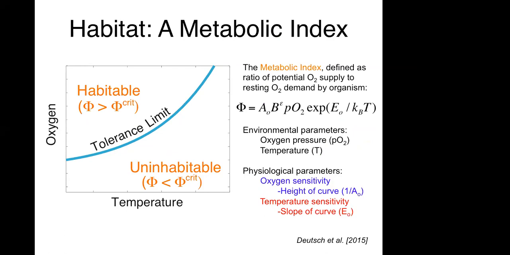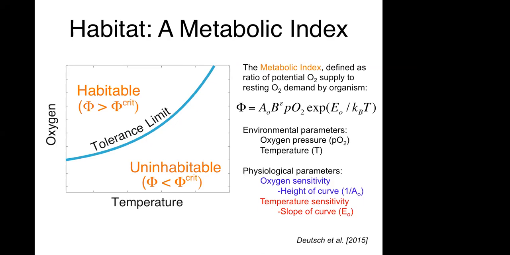So the exponentially rising blue curve characterizes most of the data that we have on how oxygen tolerance decreases with rising temperature, or oxygen requirements increase. And you can describe that data very well with a very simple kind of quasi-exponential curve that we term the metabolic index, and we denote it with the Greek symbol phi.